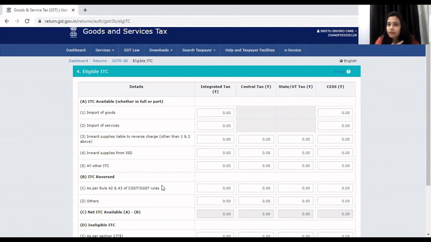And the reversal amount 54,500, I will put that amount in B part, ITC reversed, second point others, because first point is the specific, it relates to rule 42 and 43 reversal. So hope this video clears about how to apply rule 36 sub rule 4 for June month. It is very important guys, because we need to apply cumulatively for 3 months.